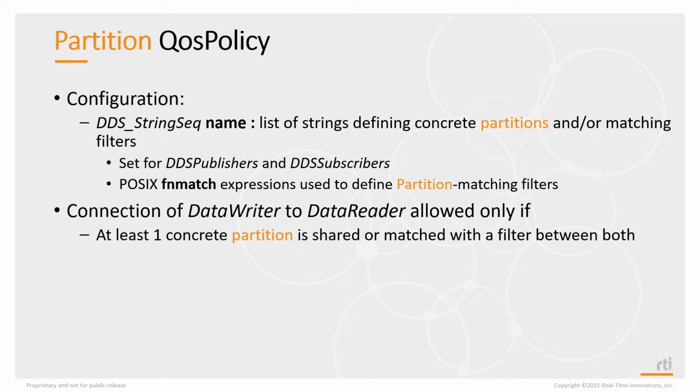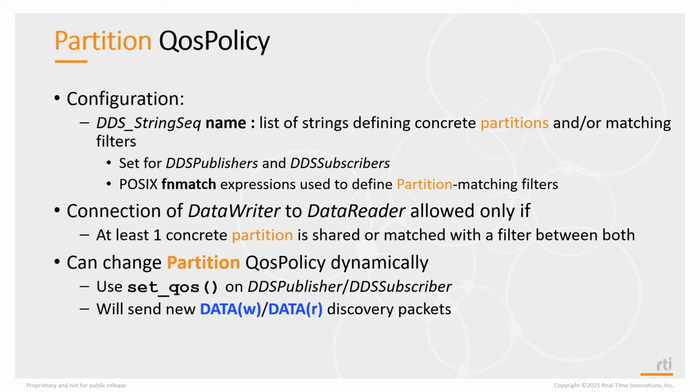Now, when you use a partition QoS, the connection of a data writer to a data reader of the same topic is only allowed if there's at least one concrete partition that's being shared or has been matched with a filter between the two. You can change the partition QoS dynamically. You do this by using set QoS on the DDS publisher or subscriber object. And this will cause new discovery packets to be sent out on the network for the data writer or data reader, telling everyone that the partition for that data writer or data reader has changed.